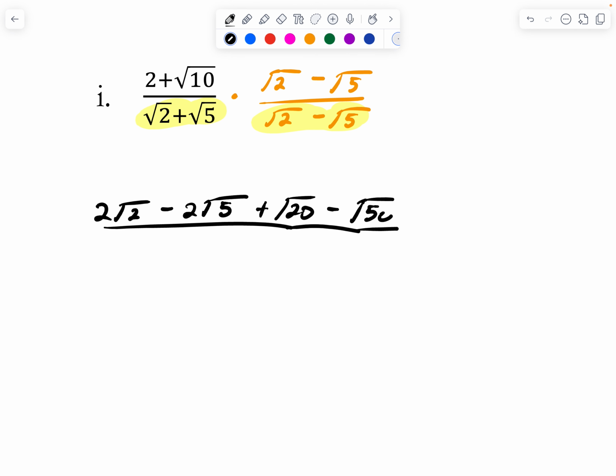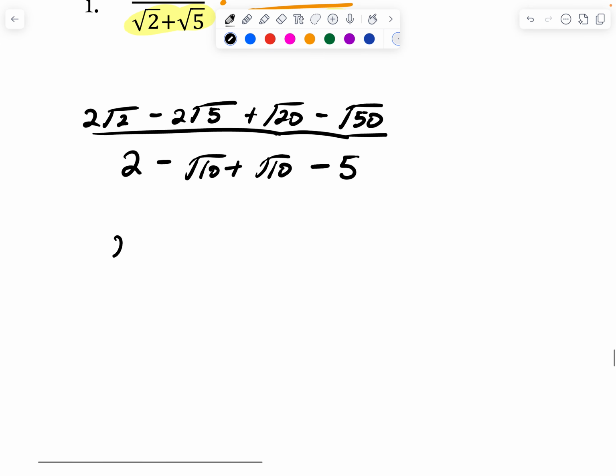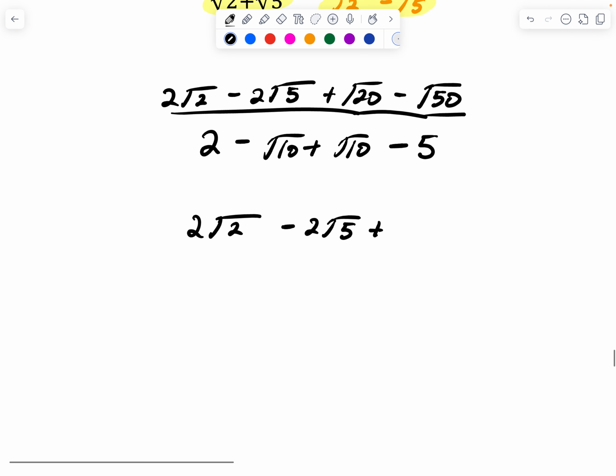Okay, let's do the denominator. Root 2 times root 2 is 2. I'm going to write minus, and that's going to be root 10 plus root 10. You'll notice those go away to 0. Minus root 5 times root 5, which is going to be just 5. All right, let's simplify the top as well. So that's 2 root 5. Root 20 I can break down. I'll do a little work over here.